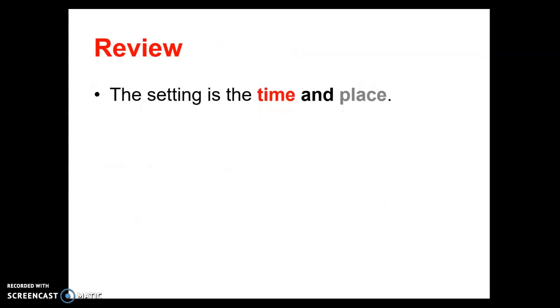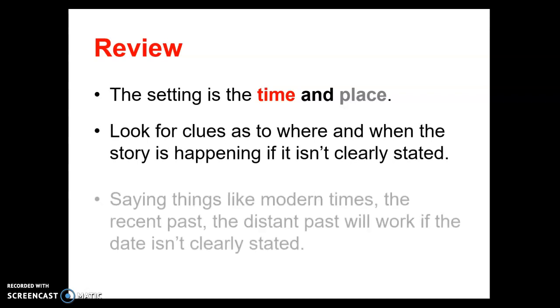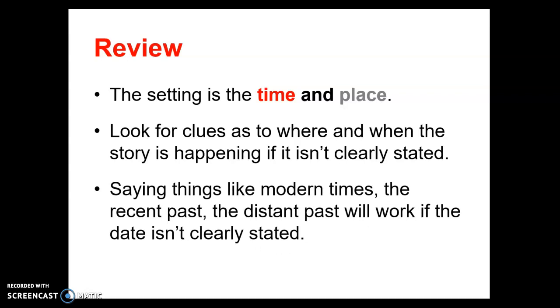So, as a reminder, the setting is the time and place. Look for clues as to where and when the story is happening if the author clearly isn't stating it. Last, saying things like this is happening during modern times, the recent past, the distant past, is okay if the author doesn't clearly tell you when it's happening.